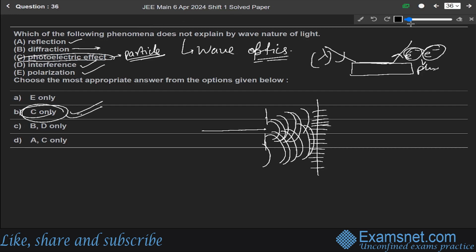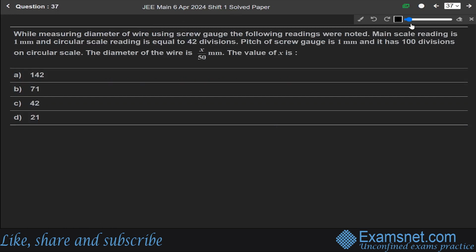Now next question 37. While measuring the diameter of a wire using a screw gauge, the following readings were noted. Main scale reading is 1 mm, circular scale reading is equal to 42 divisions. Pitch of the screw gauge is 1 mm and it has 100 divisions on the circular scale. The diameter of the wire is x by 50 mm. So we have to find the value of x. This question is from the chapter of units and measurements.